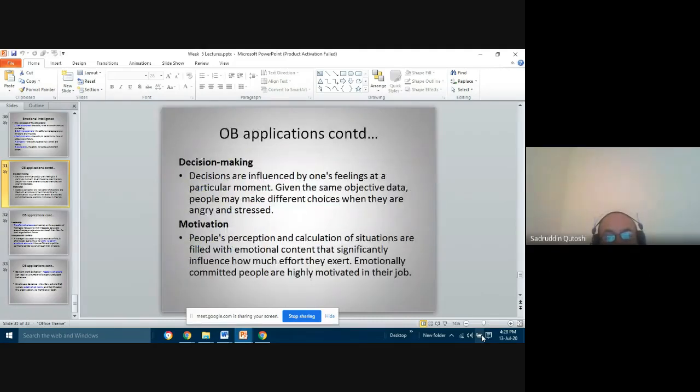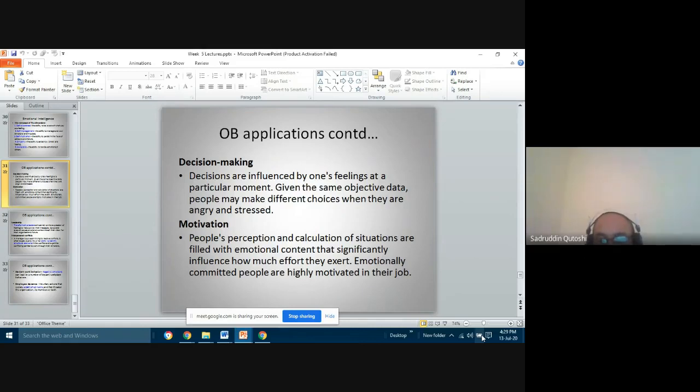Another application of organizational behavior in the light of these emotions is decision making. Decisions are influenced by one's feelings at a particular moment. Given the same objective data, people may make different choices when they are angry and stressed. For example, when a person is angry, what kind of decisions is that person making, and how does a person who is stress free decide? So you need to understand how emotion affects decision making, and at the same time, look at motivation in the light of emotion.